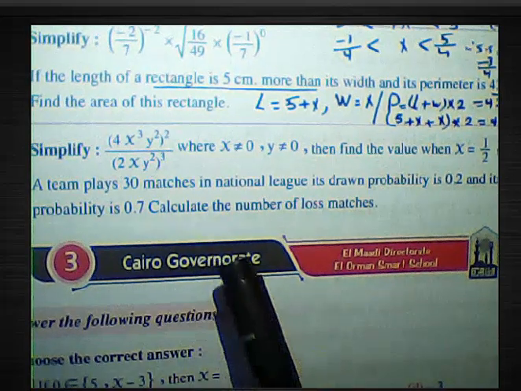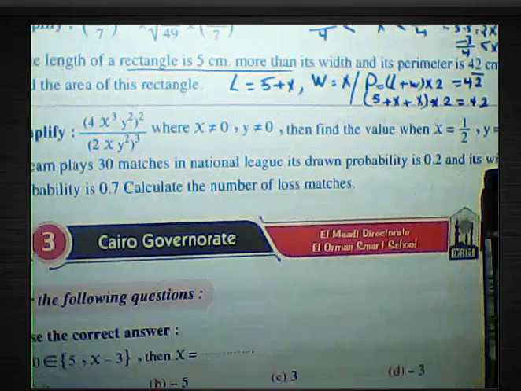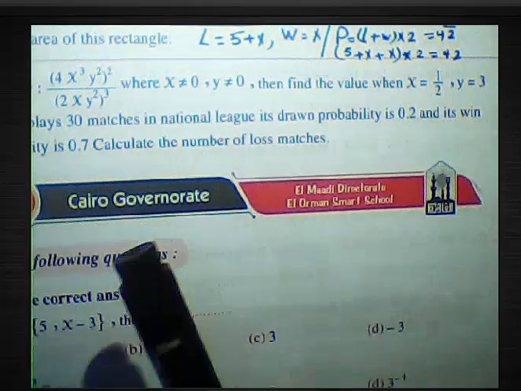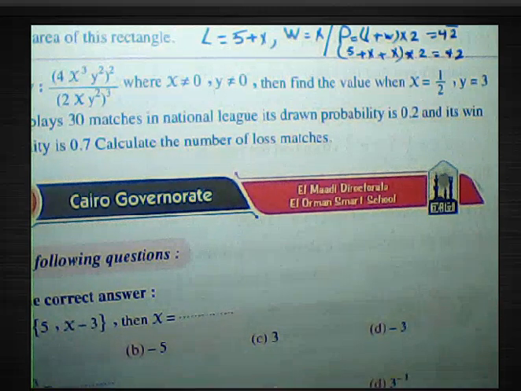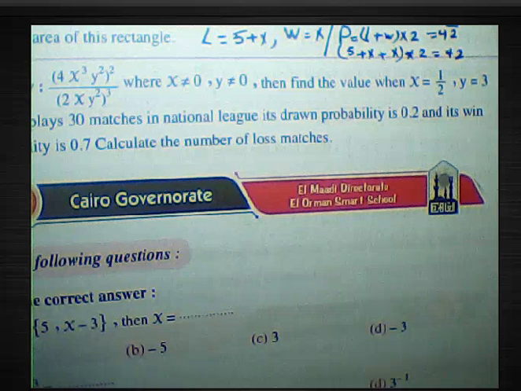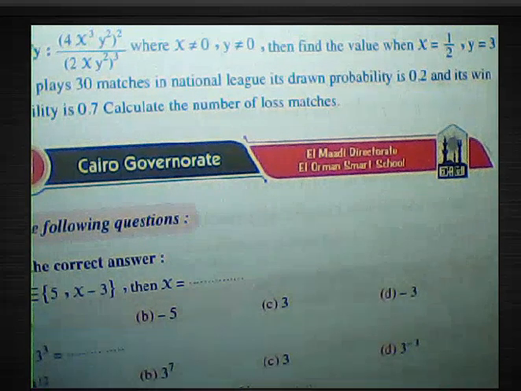Simplify this expression, and then find the value when x equal half and y equal 3. Okay, we can simplify this expression by writing it in the simplest form. 4x power 3 y power 2, all power 2. We can distribute the power to all terms here by multiplication.